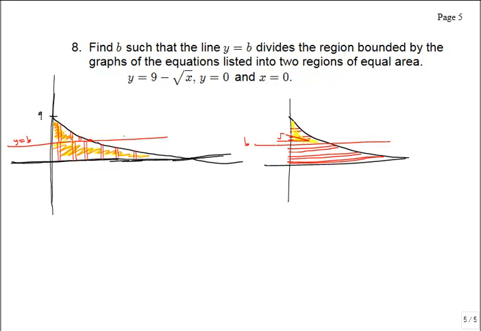So I need to know what this curve is in terms of y. I need to take this curve and solve it for x in terms of y, so that I get a formula not involving x's, but a formula involving y's. So how could I do that? Well, first thing I could do is add the square root of x over to the left side, and subtract the y over to the right side. And then I'm going to square both sides.